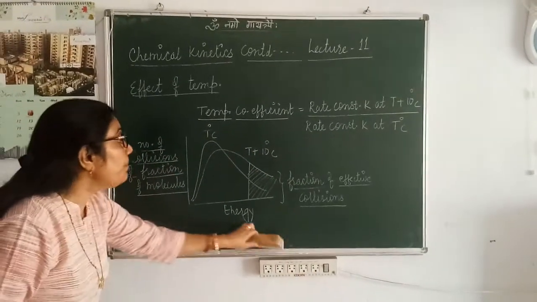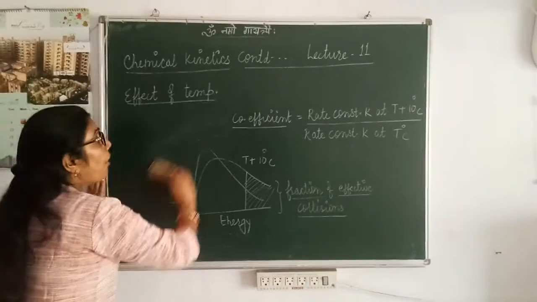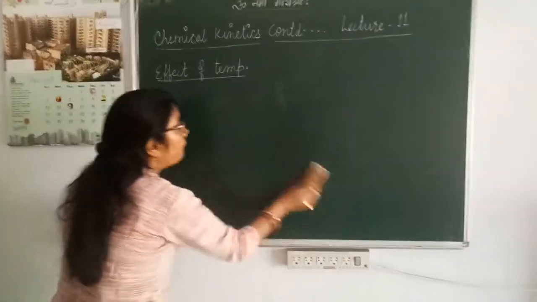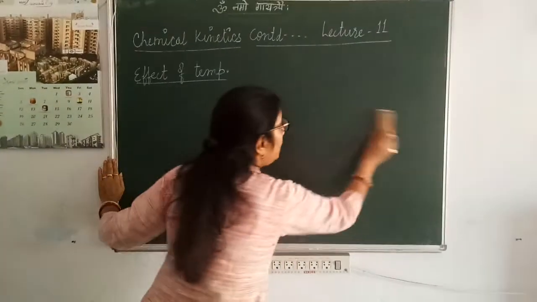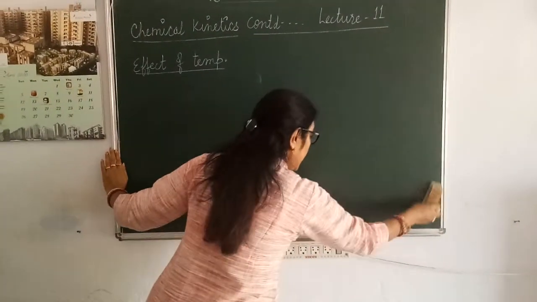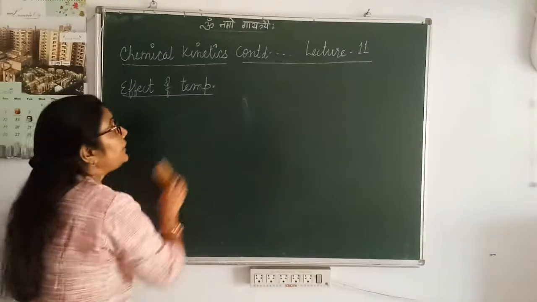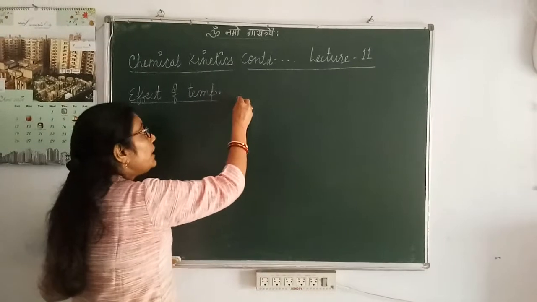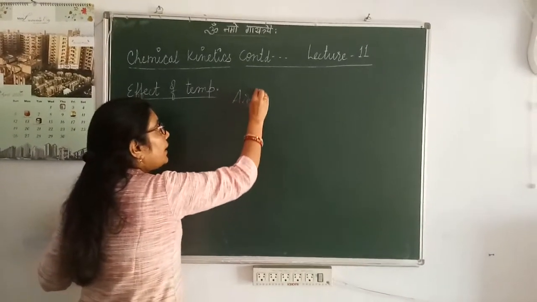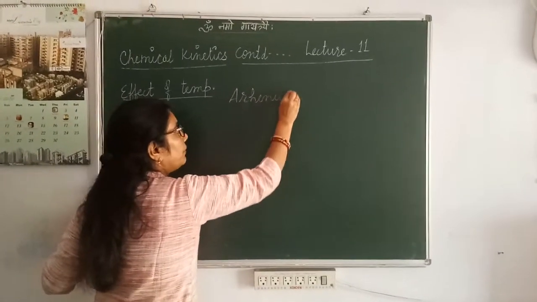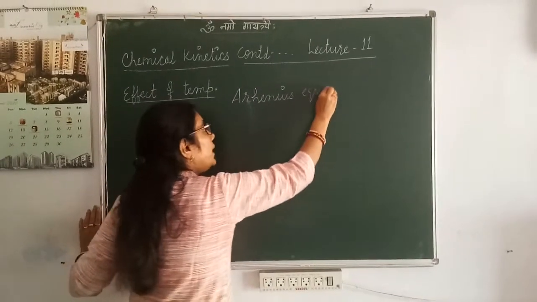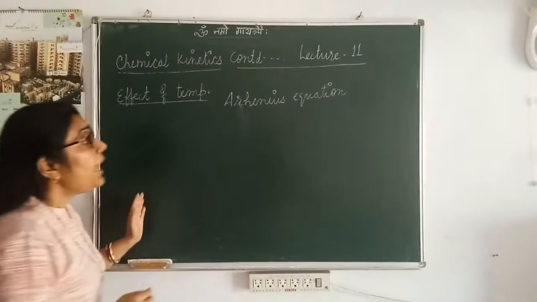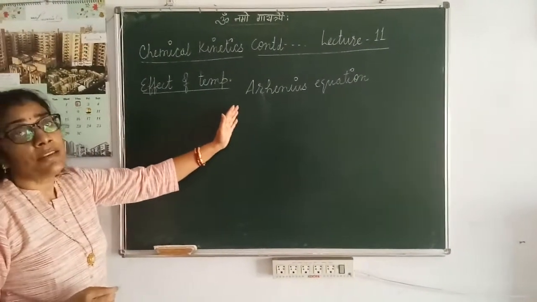So as the temperature increases, the rate of reaction increases because the fraction of effective collisions increases, which in turn is due to increase in kinetic energy as well. And the effect of temperature can more easily be expressed by the Arrhenius equation. Very, very important, my dear students. Numericals are based on the Arrhenius equation and this expression as well.